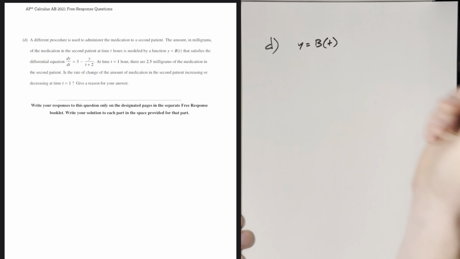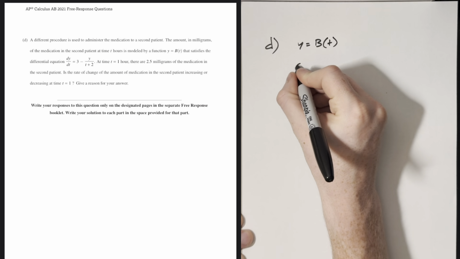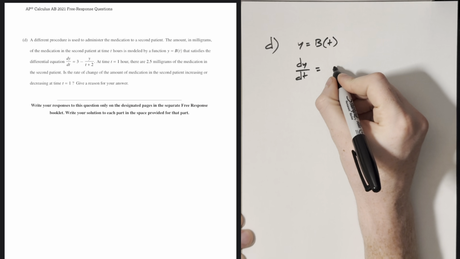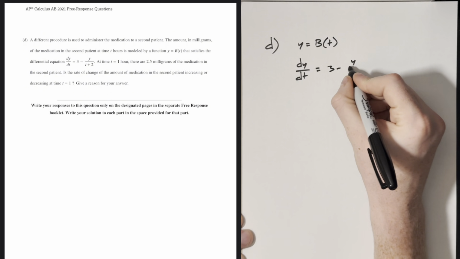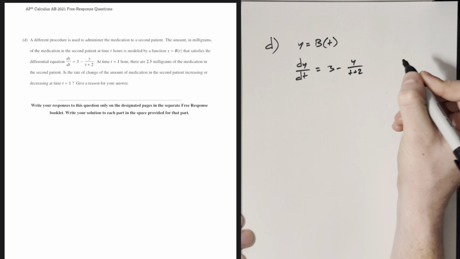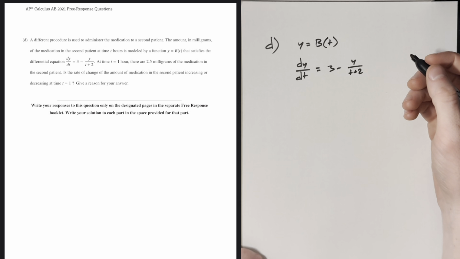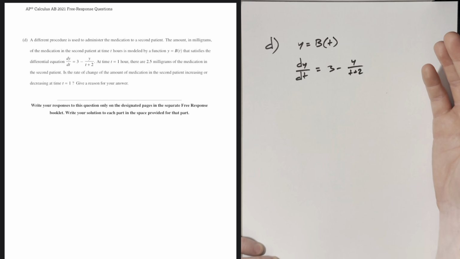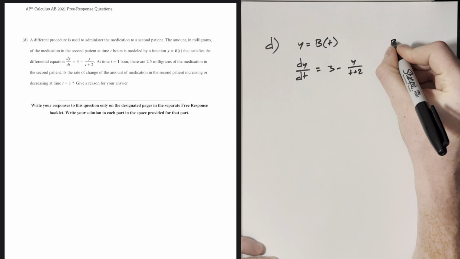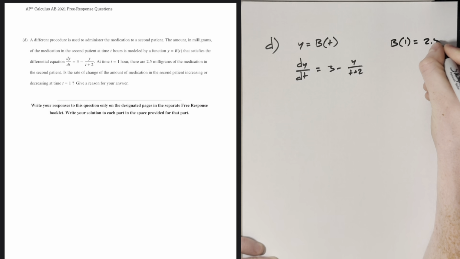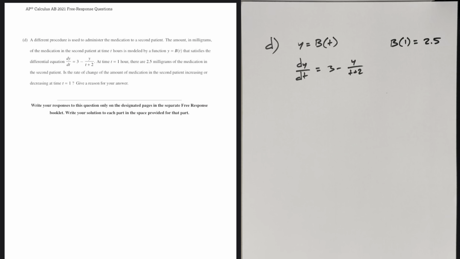So before it was y equals a of t, now it's y equals b of t. That satisfies the differential equation dy/dt equals 3 minus y over t plus 2. And it says at time t equals 1, there are 2.5 milligrams of the medication in the second patient, which is basically just saying when time is equal to 1, our amount is 2.5. It's an initial condition, right?